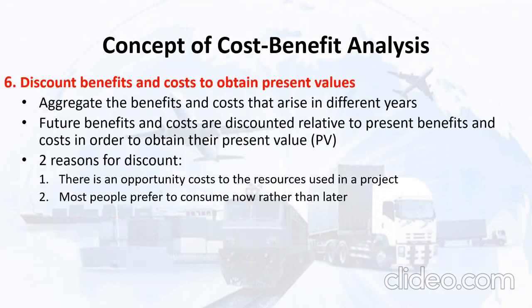Number 6, discount benefits and costs to obtain present value. Aggregate the benefits and costs that arise in different years. Future benefits and costs are discounted relative to present benefits and costs in order to obtain their present value, PV. There are 2 reasons for discounting. The first is the opportunity cost of the resources used in a project, and the second reason is that most people prefer to consume now rather than later.